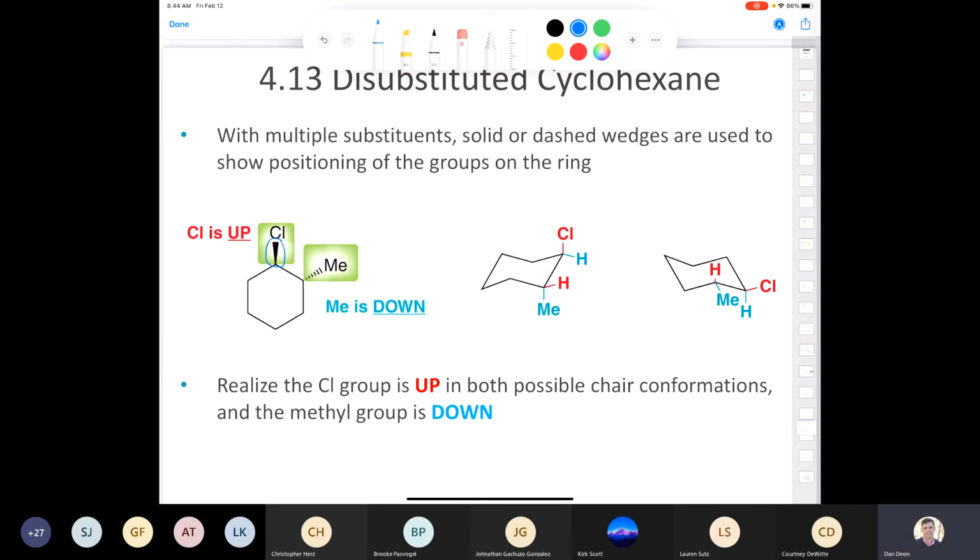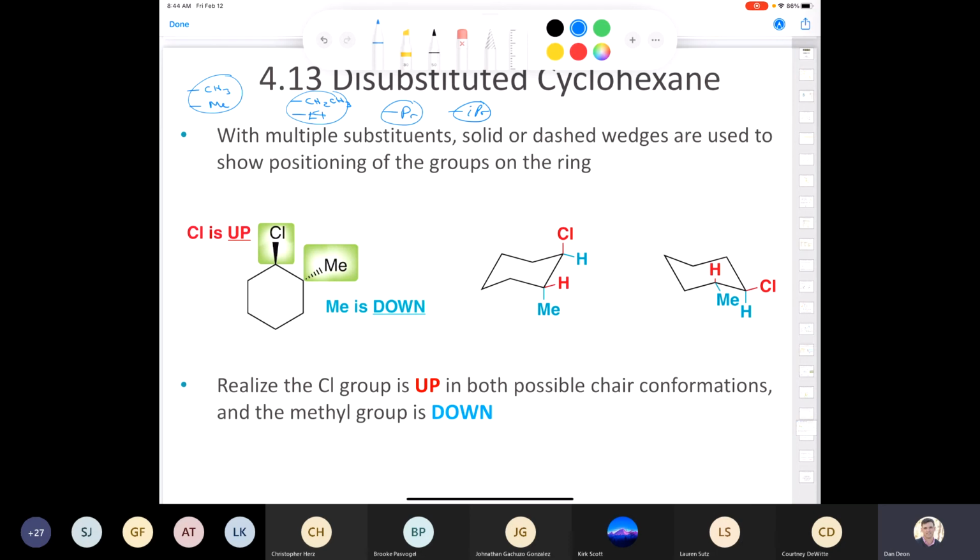Now, remember that when we have a wedge, that means that the chlorine is pointing up. And when we have a dash, that means that the methyl group is pointing down. In organic chemistry, sometimes we don't just use CH3, we use Me to represent a methyl. Same thing with an ethyl. Instead of putting CH2CH3, sometimes we just put Et. It means the same thing. For propyl, we just put Pr. For isopropyl, we put iPr. There's a few of them, and you'll see them along the way in the class.